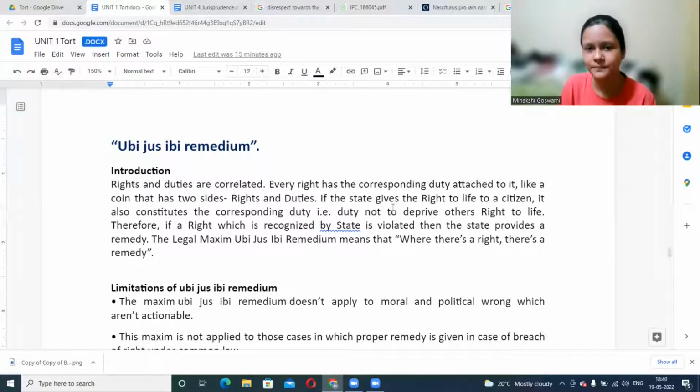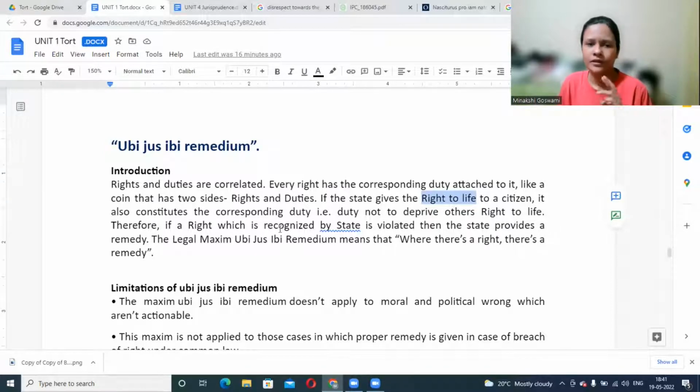Take for example, if the state has given the right to life to a citizen, it also constitutes a corresponding duty, that is, the duty not to deprive others. Like we have laws under IPC, like murder is a crime. Why? Because we have been given the right to life. For us to be alive, other people are restricted: you cannot simply go and kill a person. That is a crime. So if you are to enjoy the right to life, all other people have a duty not to kill you, or not to infringe or violate this particular right.